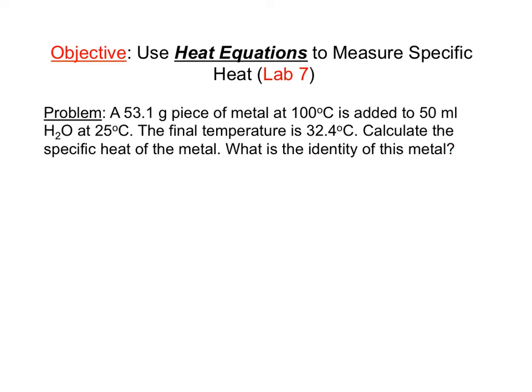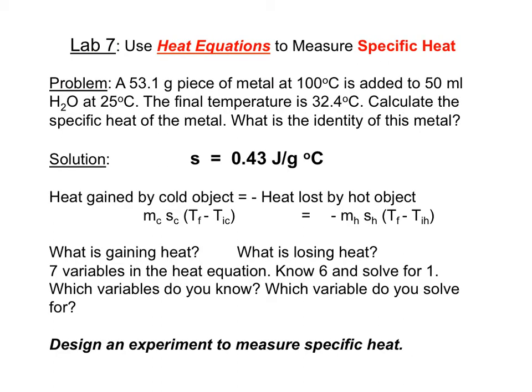Specific heat is a property of a substance, so measuring specific heat allows us to identify that substance. So stop the video, calculate the specific heat, and identify the substance. And the answer is, the specific heat is 0.43 joules per gram per degree. This value is very close to the specific heat of iron.